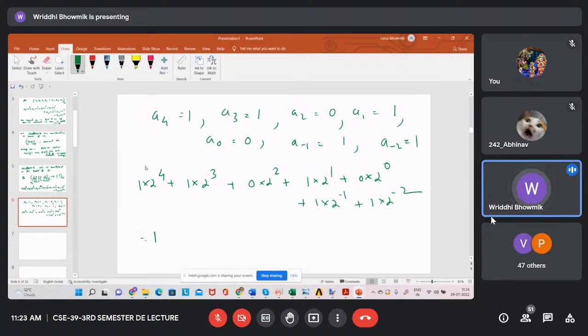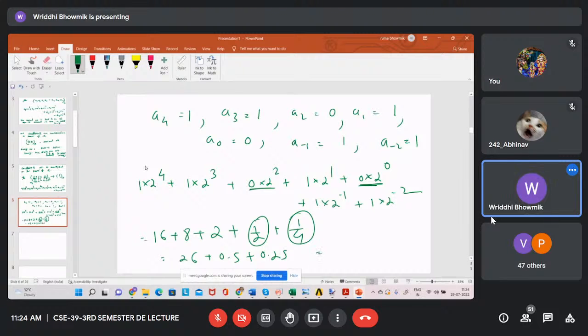So you will have 16 plus 8. For this you will get 0 plus 2. For this you will get 0 plus. This is what? Half. And this is what? 1 by 4th. So you have 26 plus, for half you have 0.5, for 1 by 4 you have 0.25. So it is 26.75 base 10. Okay. So this is the way you can convert a binary number to the decimal.